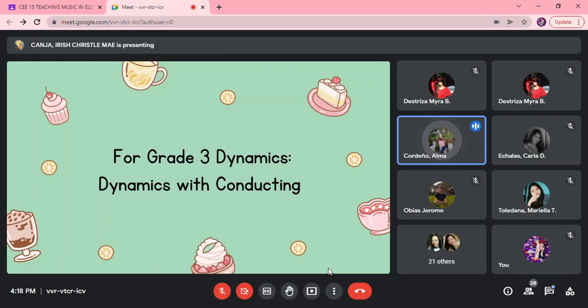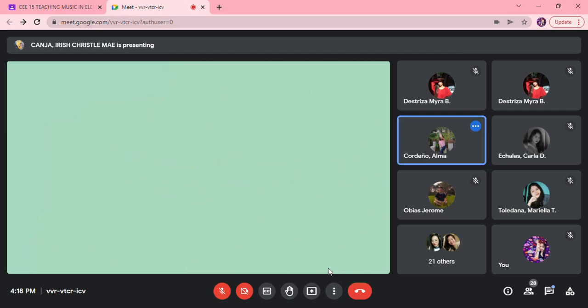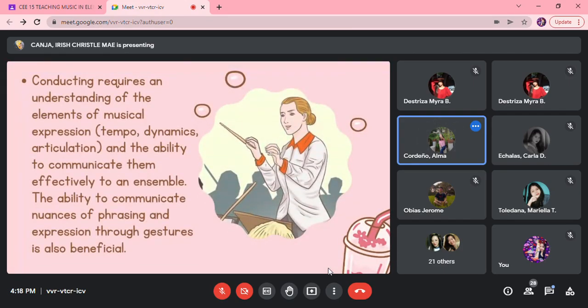For grade 3, dynamics with conducting. Dynamics with conducting requires an understanding of the elements of musical expression, tempo, dynamics, articulation, and the ability to communicate them effectively to an ensemble, the ability to communicate nuances of phrasing and expression through gesture.